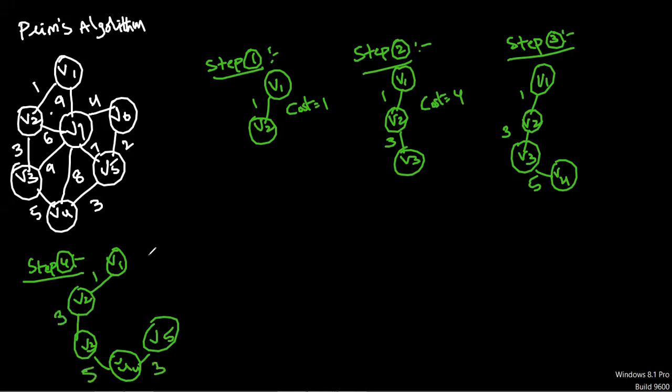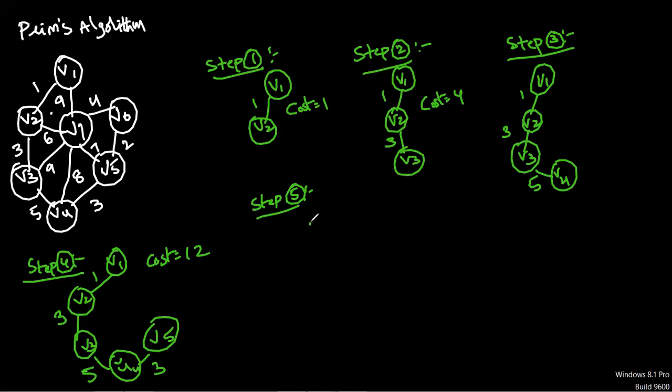And next step, the cost is 12 here. And step 5, we have to select the next minimum cost edge for the vertex V5. For V5, again there are two paths, V7 and V6, but we have to select the minimum cost edge. So here the minimum cost edge is V5 to V6.